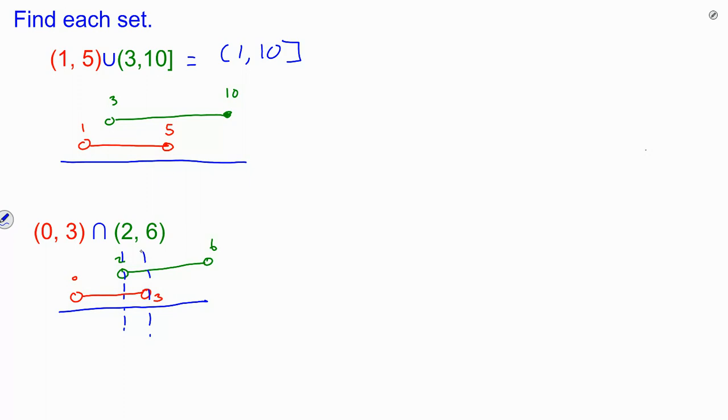I can see that it starts at 2. Now for this one, is there a parenthesis or a bracket? There's a parenthesis at 2 because 2 is only in this set. See on this line, 2 is in the set. Here it's an open circle, so it's not in the green one. And it's going to end at 3. But again, is it going to be a bracket or a parenthesis? Well, it's going to be a parenthesis because it is only in the green set, not the red one. So my intersection here is just the numbers between 2 and 3, not including 2 and 3.